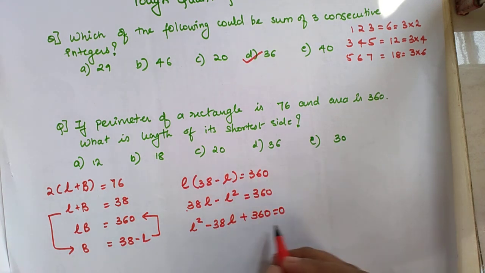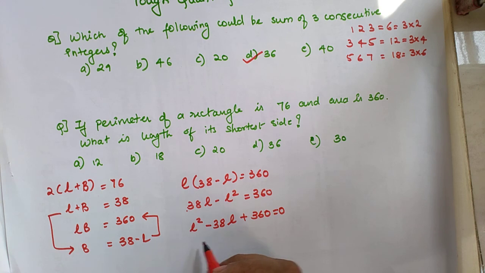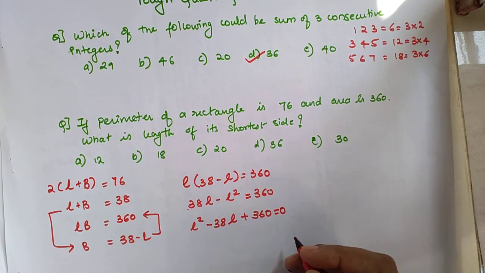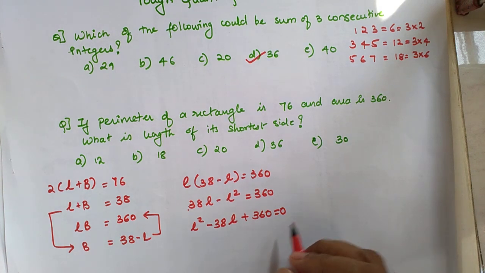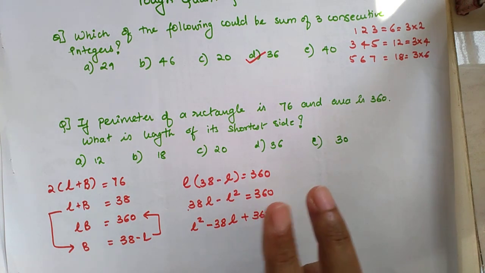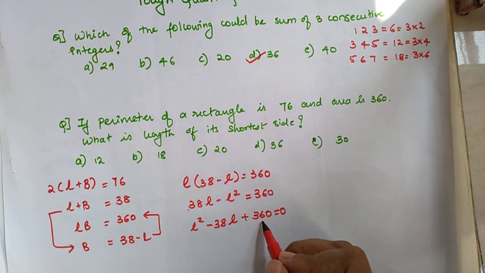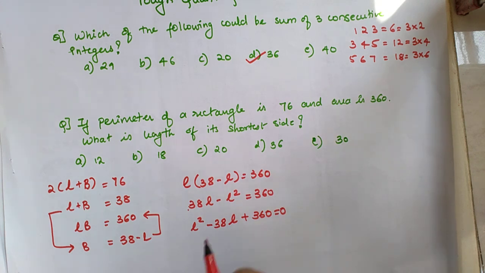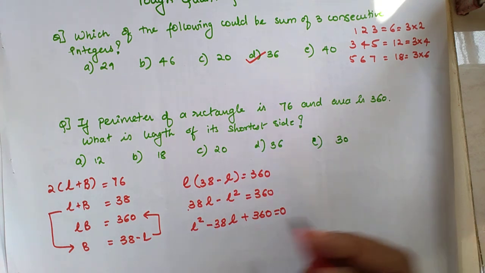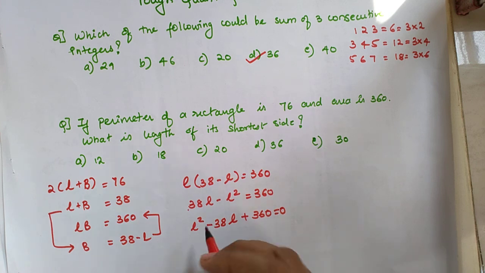Now, if you look at this particular equation, can we conveniently say that this is a quadratic equation? And in order to solve a quadratic equation, you need to find two numbers whose product will get you 360 and whose addition or difference will get you minus 38.